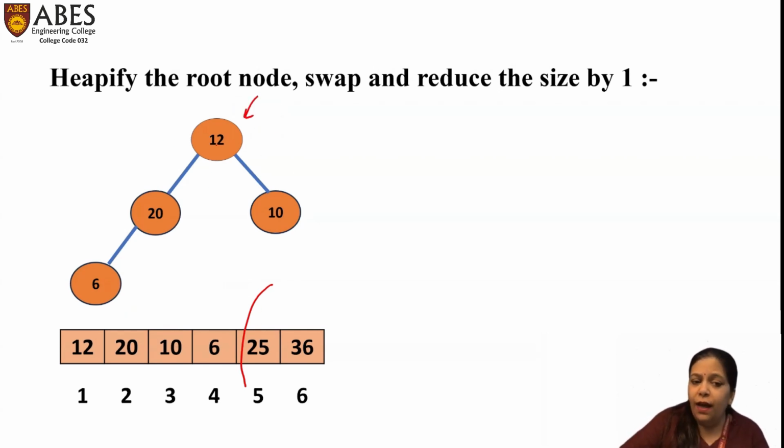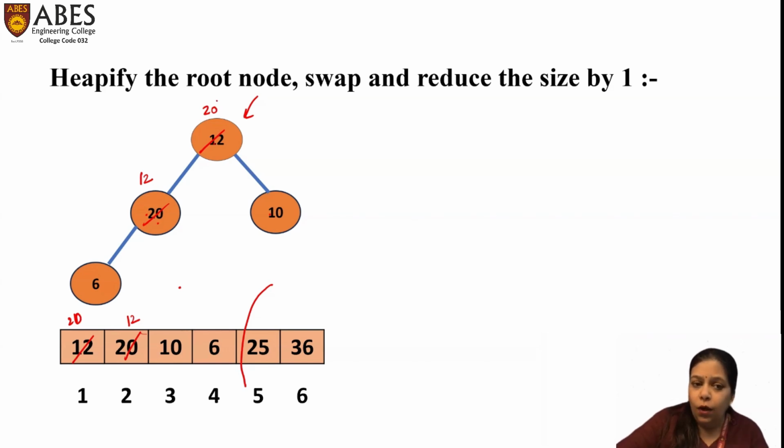In order to heapify at 12, 12 will be compared with both the children. Comparing it with 20 and 10, 20 is larger than 12, so it will be swapped. This will become 20, and here it will become 12. Again, 12 will be compared with its left child and right child, but here the left child is smaller than 12 and the right child does not exist. So there will be no difference. The only difference is that 12 and 20 have been swapped. So this is how we have again created the max heap.